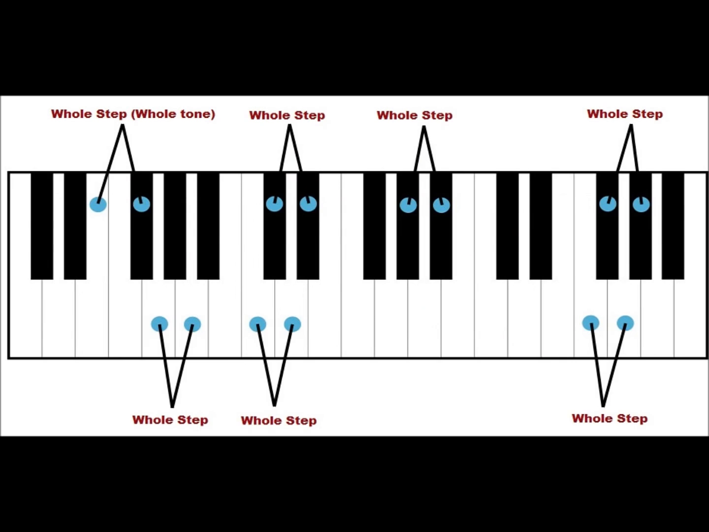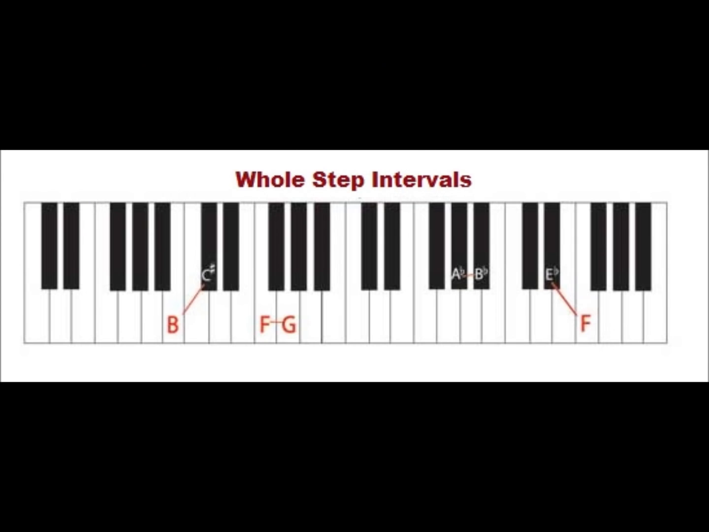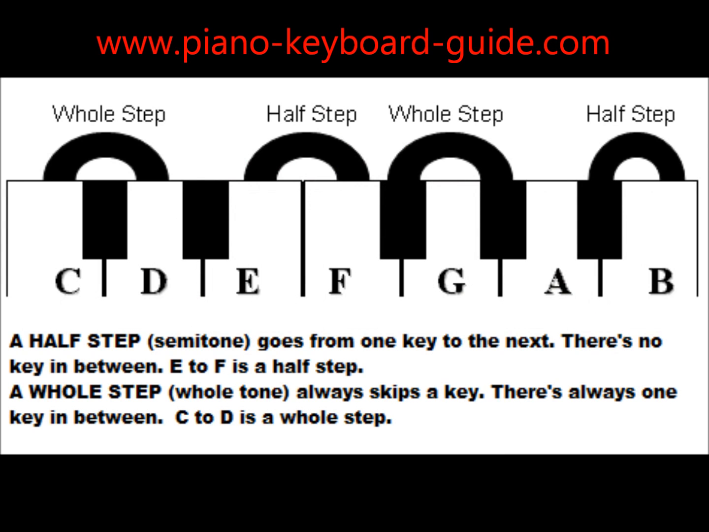How about whole steps? Two half steps make up a whole step. A whole step is also known as a whole tone. Examples of whole steps are the distance between C and D, D and E, F and G, G and A, and A and B. If you look closely at your keyboard, you will notice that to form a whole step, you skip a key.